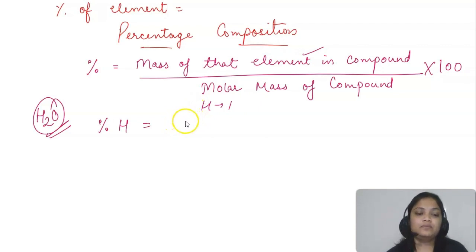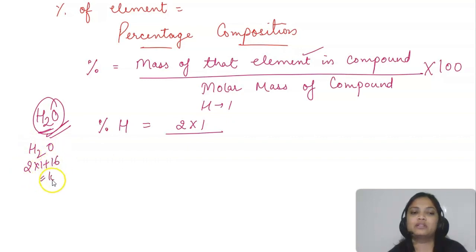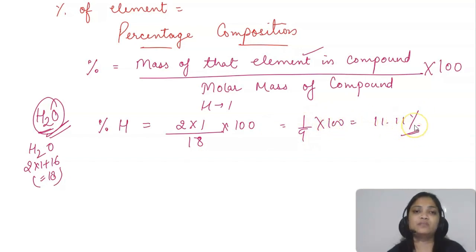Okay. So how many hydrogen atoms do I have? 2. So the mass of hydrogen in water is 2 into 1 divided by the molar mass of water. You know it's 18, so 2 into 1 plus 16, it's 18. So 2 upon 18 into 100. Okay. So it's 1 upon 9 into 100. So it will come out to be 11.11%. So this much hydrogen is present in your water.